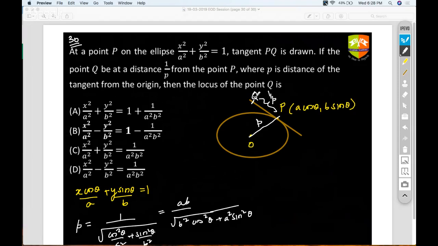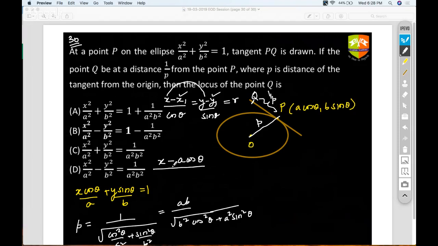Now, in order to find out the coordinates of Q, I would use the distance form of the equation of a line. I'm sure all of you are aware of the distance form, that is (x minus x1) by cos theta equal to (y minus y1) by sine theta is equal to r, where r is the distance of the unknown point from the known point (x1, y1). So Q is my unknown point, so let it be x. This point is (a cos theta, b sin theta).